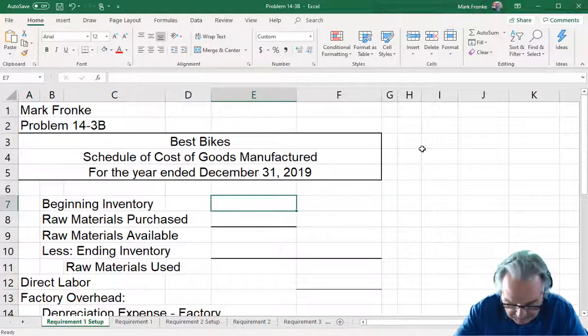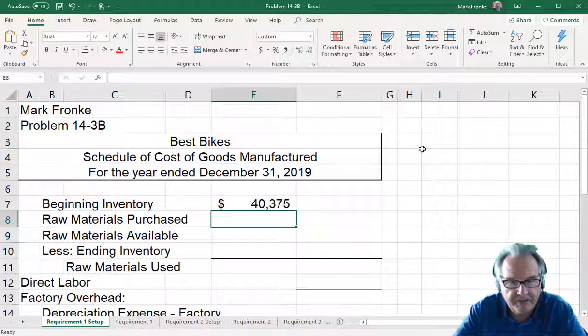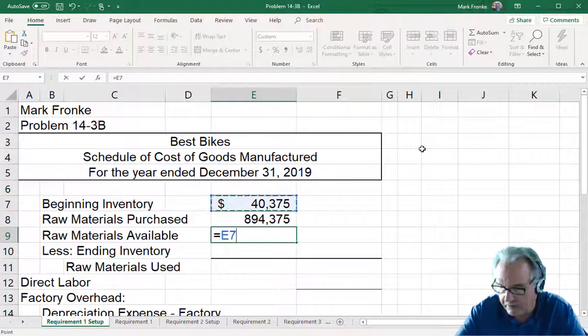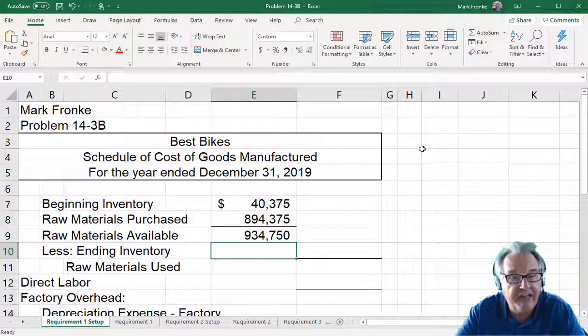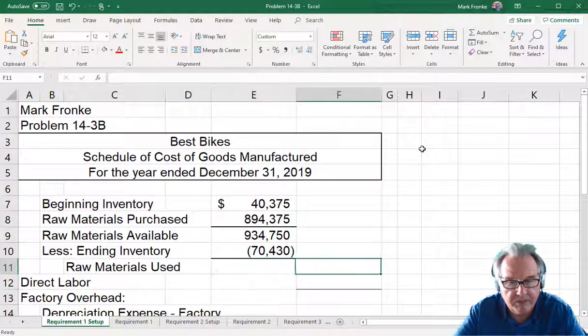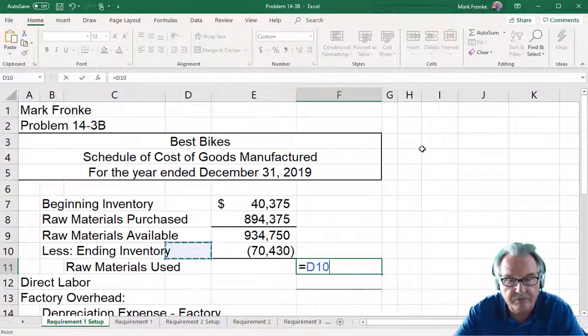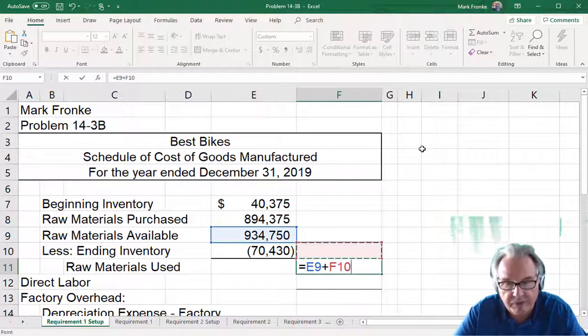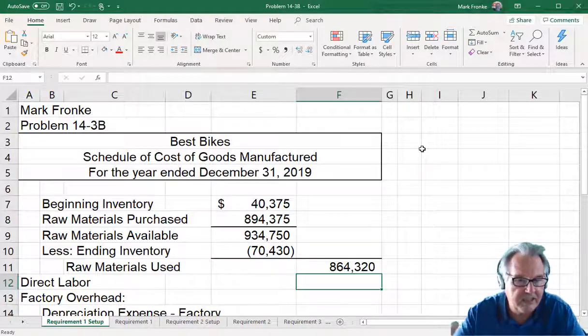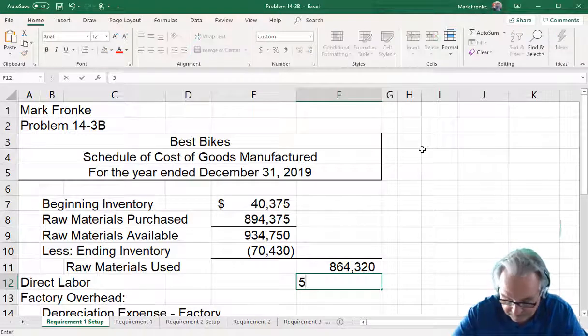We're going to start with beginning inventory, $40,375. It's at the top, so we're going to use a $ sign. The raw materials purchased were $894,375. If we add them together, we're going to get raw materials available, what we had at the beginning plus what we bought. But we're going to subtract out the ending raw materials inventory because those are still sitting in the raw materials warehouse. So that means the raw materials that we used are going to be $864,320. So we've taken what was there at the beginning plus what we bought minus what was there at the end. Direct labor is $562,500.